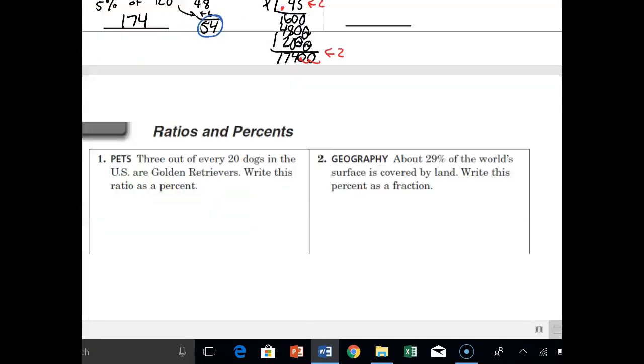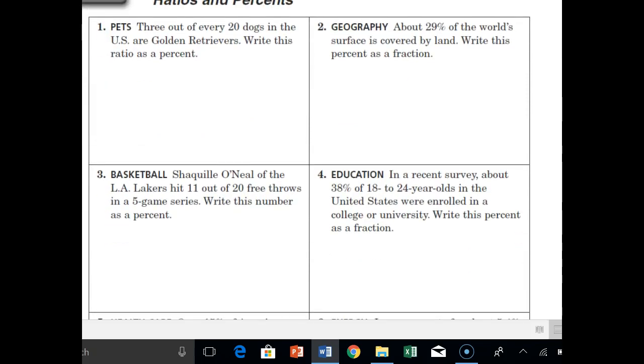Right? Flip over the back side. Right? So we got ratios and percents. So 3 out of every 20 dogs in the U.S. are golden retrievers. Write this ratio as percent. We have 3 out of 20. And remember, you can make base 10. So write that down. Make base 10.